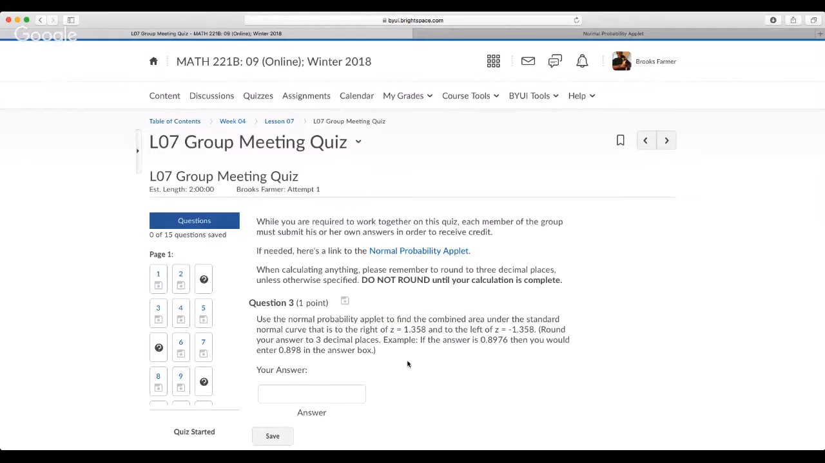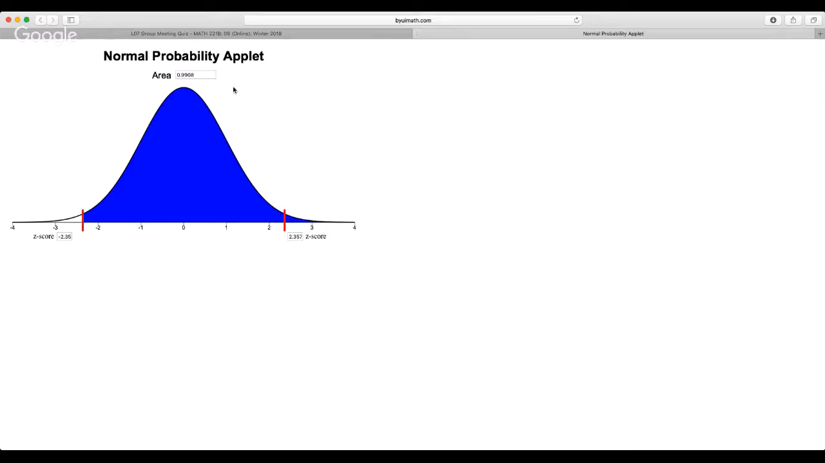Use a normal probability applet to find a combined area under the standard normal curve that is to the right of z equals 1.358 and to the left of z equals negative 1.358. So let's pull this up. It's the combined area. What was the number again? I have it on a separate page. Hold on, let me pull that up here. 1.358 and negative 1.358.